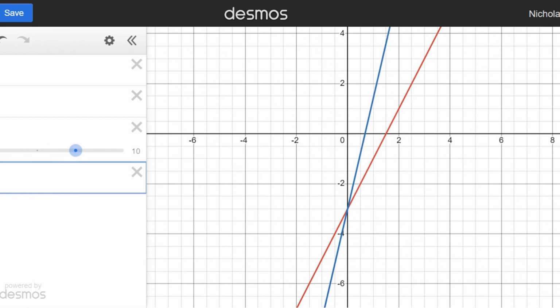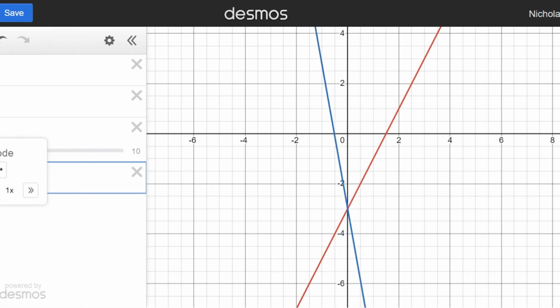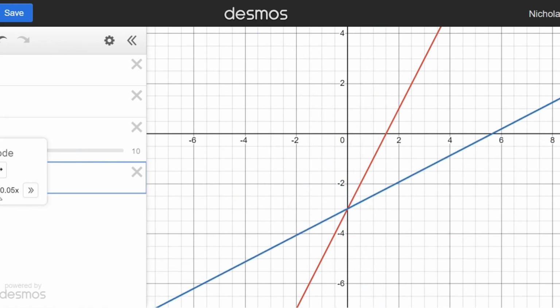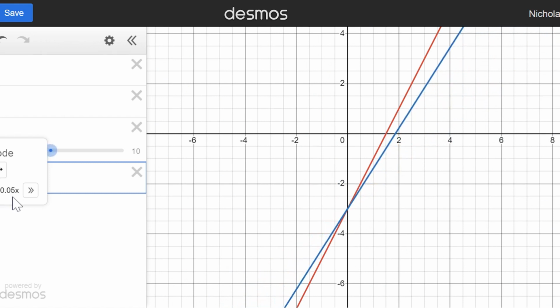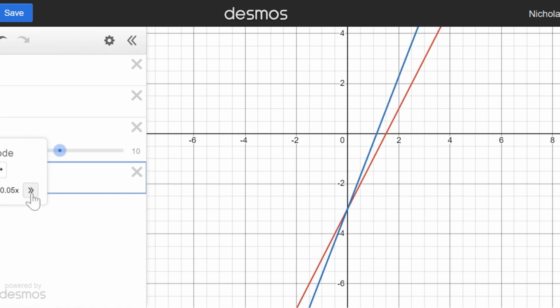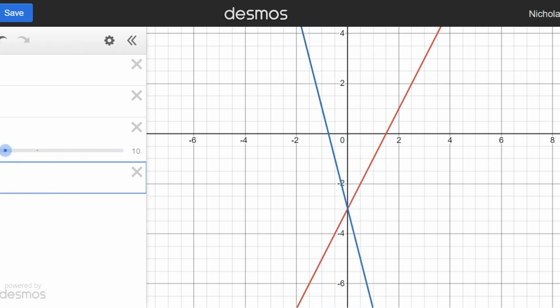I could make it go faster or slower with this slider by changing the speed of it. And now it's going to go really slow comparatively. It's going to go 1/20th of the speed it was going a minute ago. I could speed it up a bunch of times and make it go way faster than it was. And I could also get that back to the previous speed.